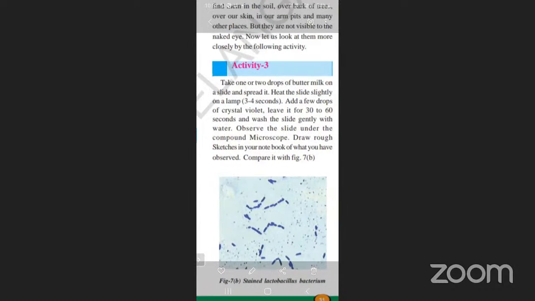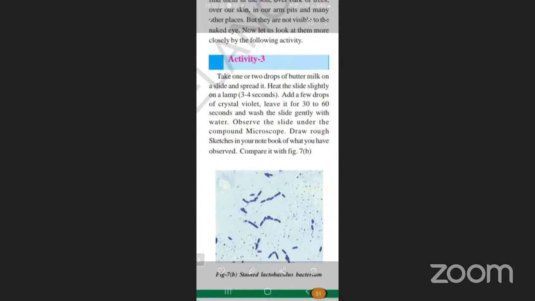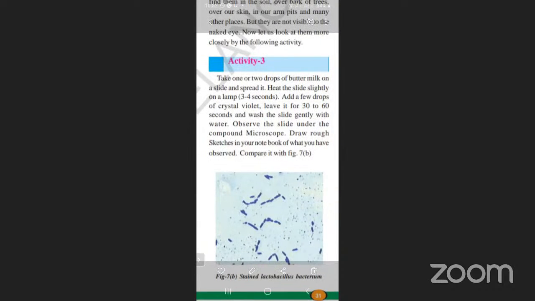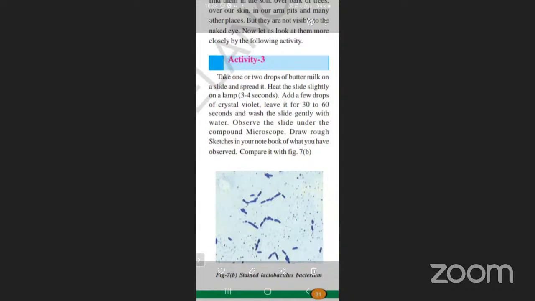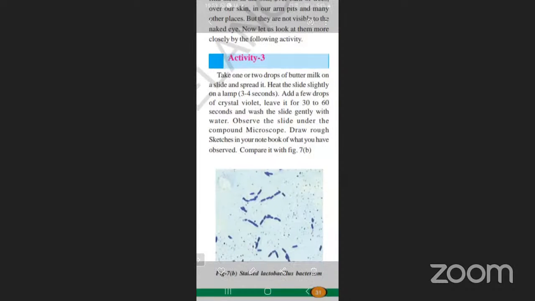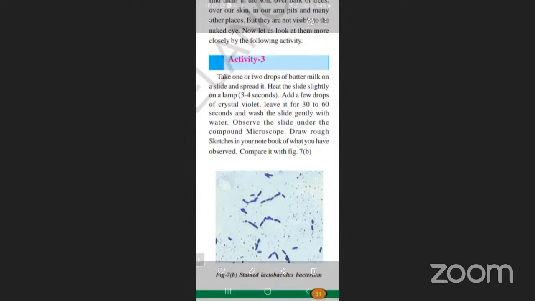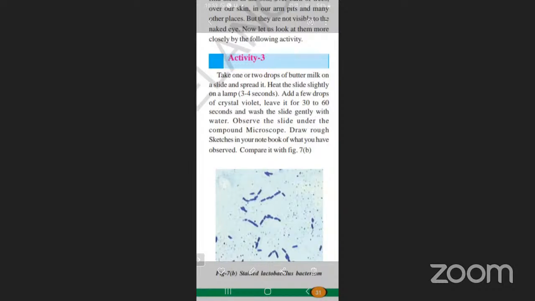Leave it for 30 to 60 seconds and wash the slide gently with water. So after heating, we are adding that crystal violet. After that, leave it for 30 to 60 seconds, half a minute or 1 minute, and wash the slide gently. It will get dry and stick to the slide. Observe the slide under the compound microscope. Draw a rough sketch in your notebook as usual, of what you have observed, and compare with your textual figure.